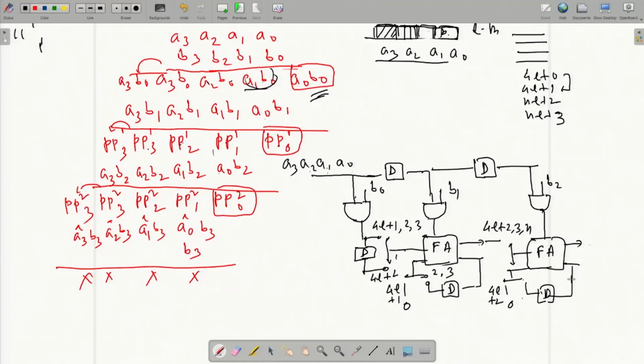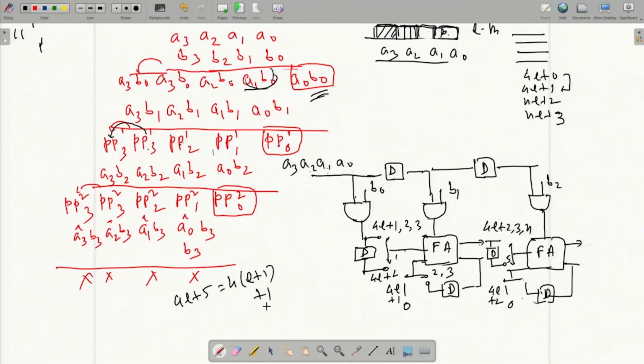Then this carry again comes, but this result is repeated. So, this result will be repeated here. This is a sign extension. So, 2, 3, 4, it is at 5. So, 4L plus 5, and 4L plus 5 means 4 into L plus 1 plus 1.